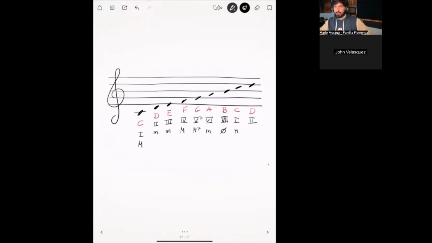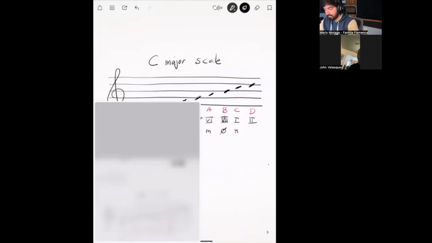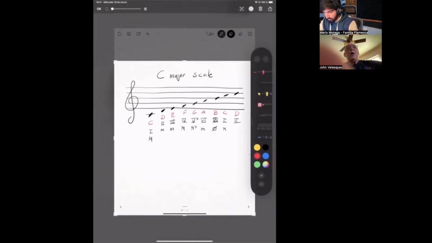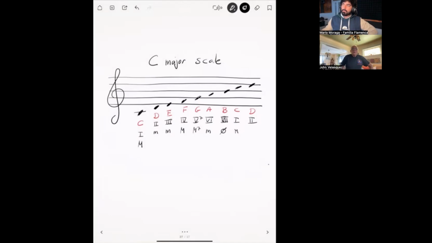Don't worry, I will send you the screenshot, John. Let me make it right now. Sorry, no. C major scale. Let me make the screenshot myself and I will send it to you by WhatsApp. Okay. That's it. So that's a lesson that you can watch many times.